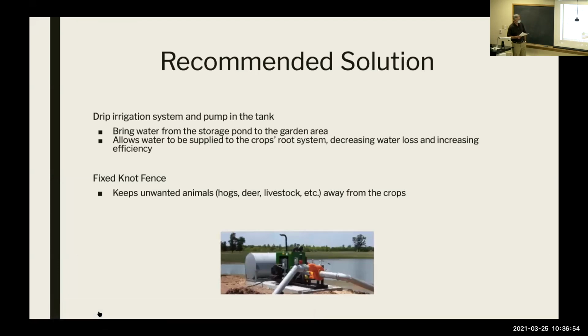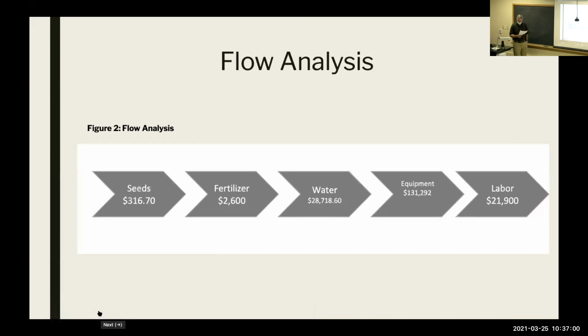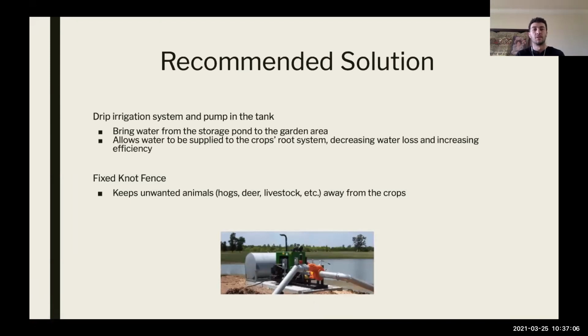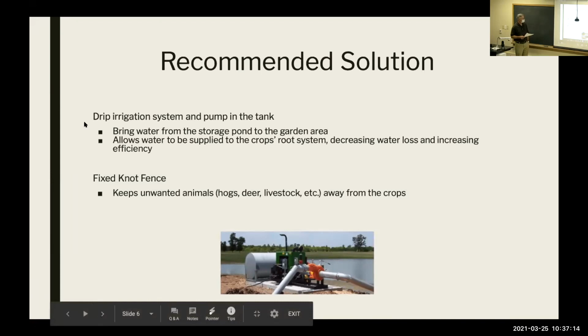Wait a minute. So back up. You said labor is 21,900. I think I remember labor being a different number. What's the different number? Yeah, I put 22. Okay, different rounding. Well, it's a rounding error, but just be consistent in your slides. So the flow analysis should probably say 22.